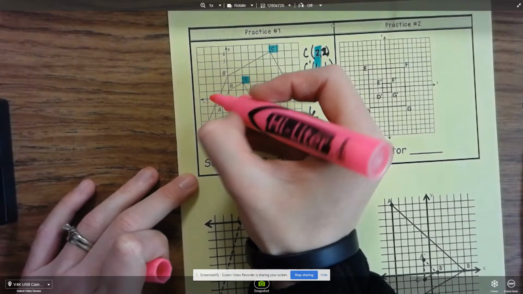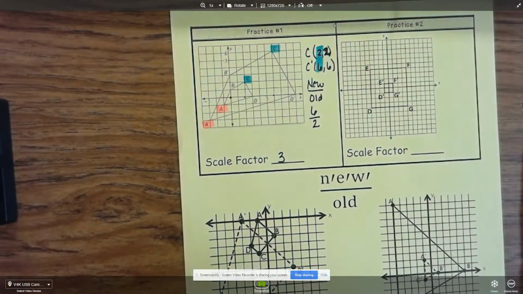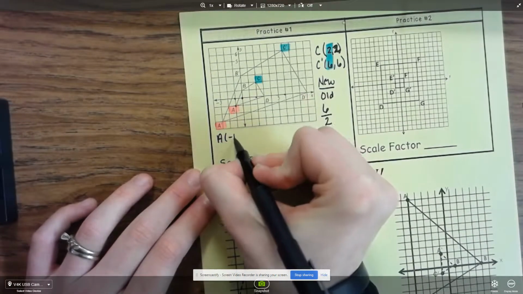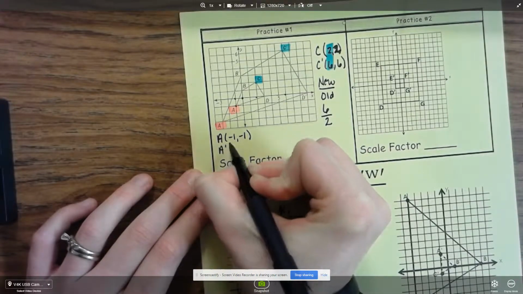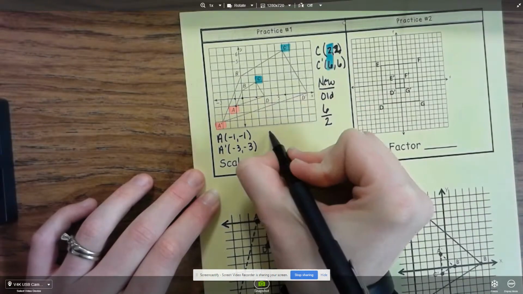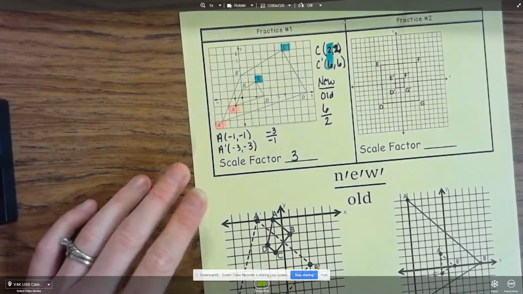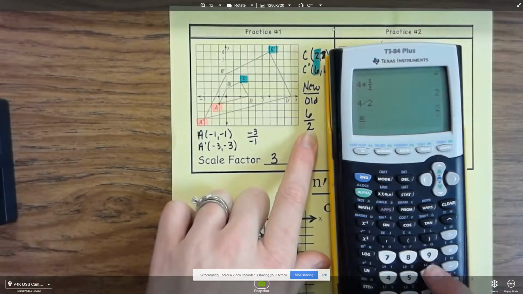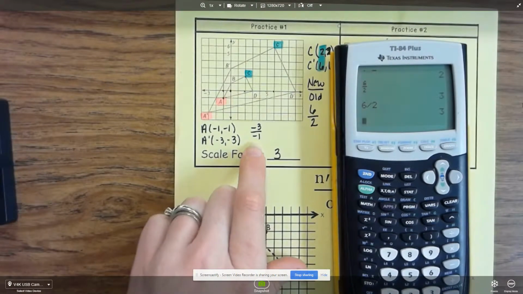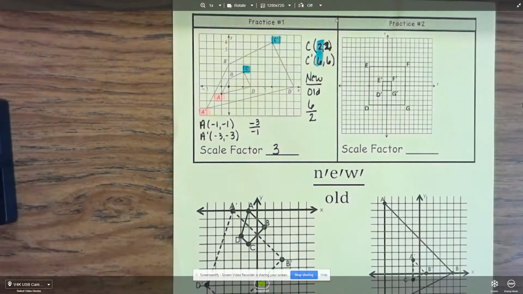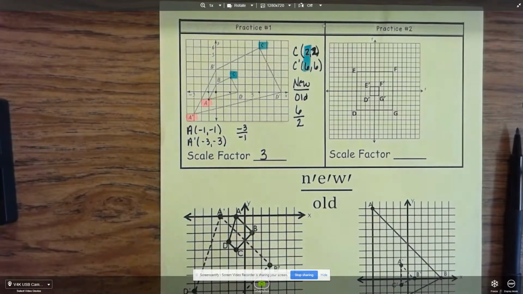So if we would go back and do point A. A is at -1, -1, and A prime is at -3, -3. So again, new over old. So if I do -3 divided by -1, so again, whenever you write something as a fraction, it's just a division problem. So 6 over 2 is the same as 6 divided by 2. So here I could do -3 divided by -1, and I get the same exact thing. I get 3 again. So that's a way that you can check this as well.